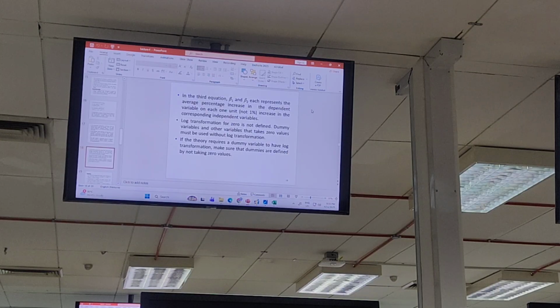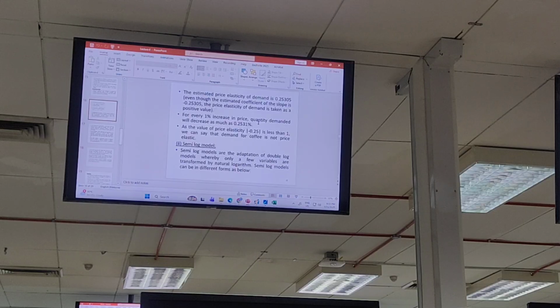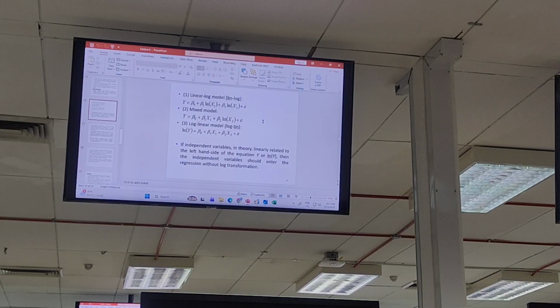Log transformation for 0 is not defined. A W variable and any other variable that takes 0 values must be used without log transformation. The W variable we have discussed is the variable that we create to represent qualitative effects. Let's say gender, male and female. You can create a W variable to represent male, for example. You have survey data, for example, then for male you put 1, for female 0.